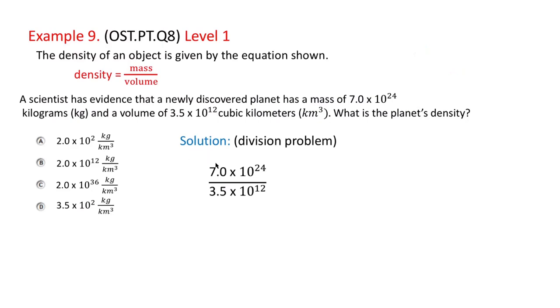So the mass is 7.0 times 10 to the power 24. The volume is 3.5 times 10 to the power 12. Now, when you want to divide this, you divide this divided by this, gives you 2. And when you divide this divided by this, that's 24 minus 12, 2.0 times 10 to the power 12, and you have it right here. Okay, very interesting.